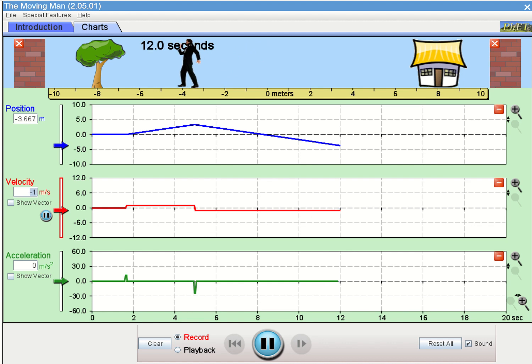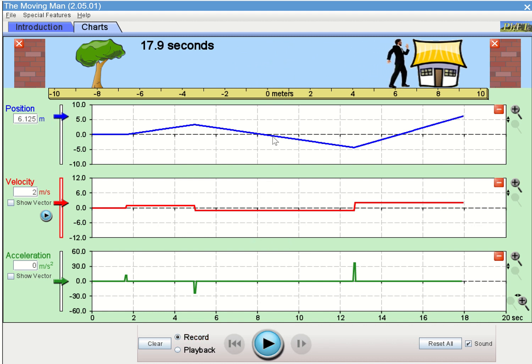I can flip him around. Let's make him go 2 meters per second to the right. And what you'll get is a steeper slope in the positive direction. Once he passes the origin, now he's in the positive range for his position.